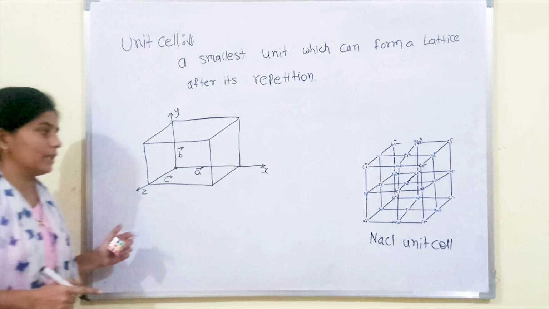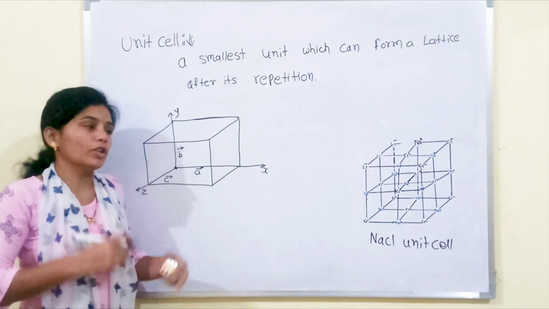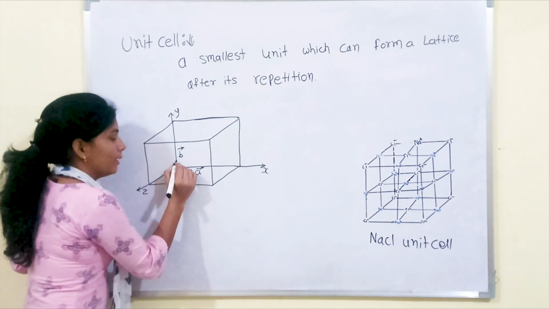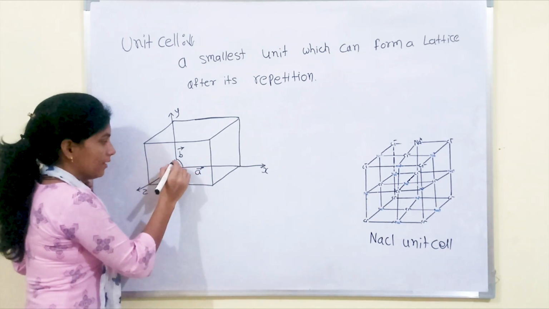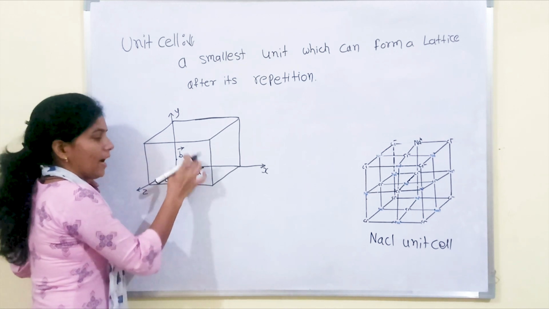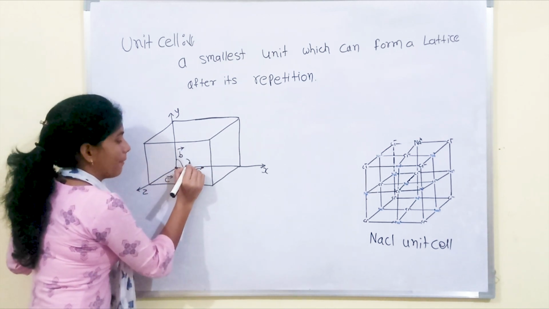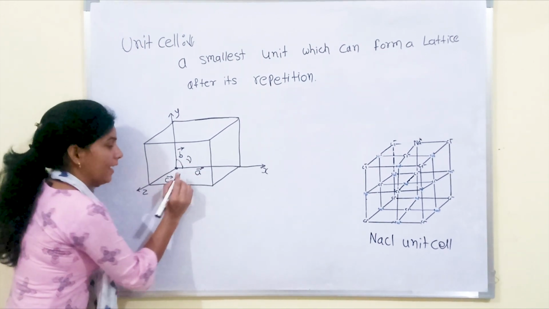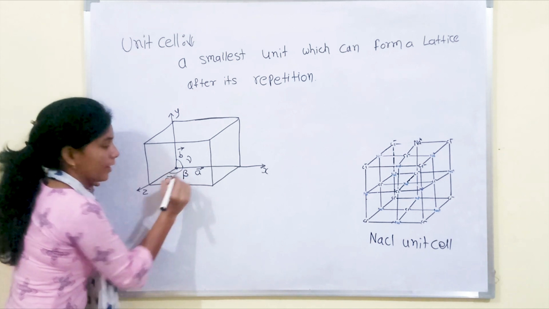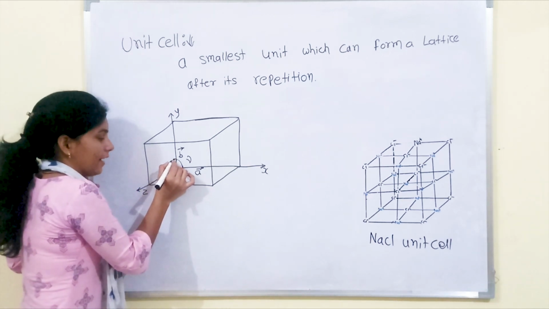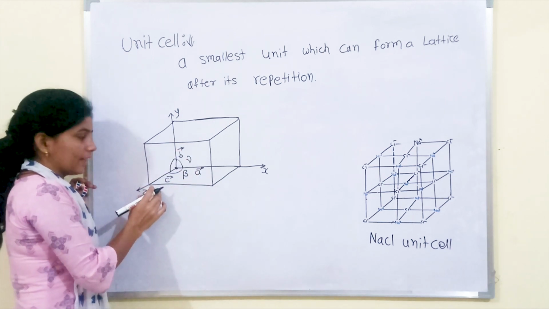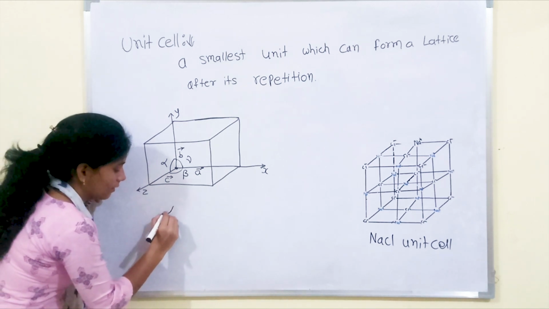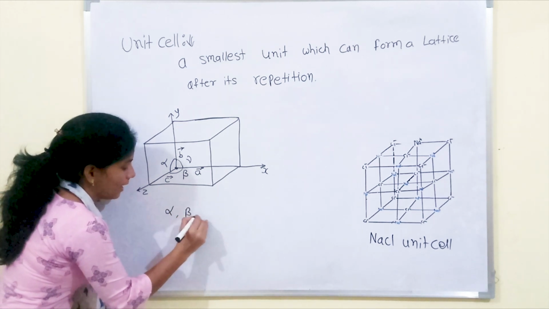Lattice parameters are nothing but the edges and angles; both are called lattice parameters. The angle between edges a and b is gamma. The angle between c and a is beta. And the angle between the b vector and the c vector is alpha. We can write them sequentially as alpha, beta and gamma.